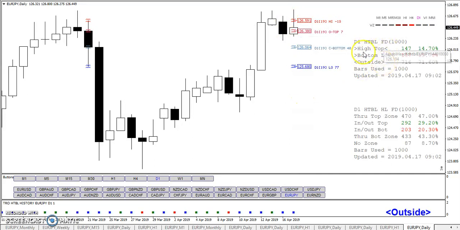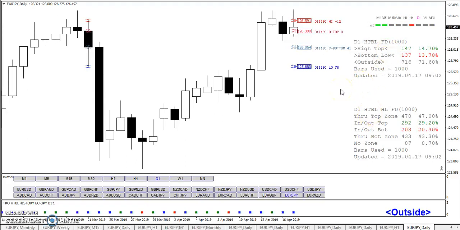The frequency distribution: how many times does price close between the high and the top of the candle? 14% of the time, on the daily, 1,000 days. How many times does it close inside the bottom and the low? 13% of the time. Outside, 71. So as I stated before, you've got a 6 out of 10, 7 out of 10 chance the price isn't going to close within the daily wick zone.